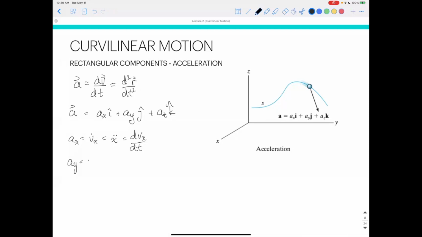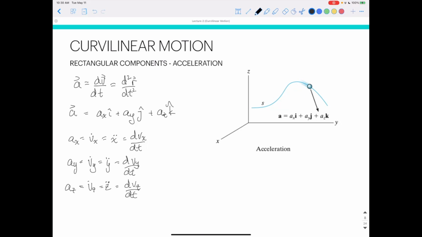Ay is equal to Vy dot, is equal to y double dot, equal to the derivative dvy dt, and az is equal to vz dot, or our z component of our position, z double dot, which is dvz dt.